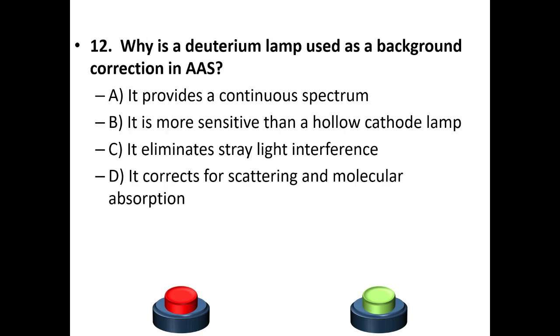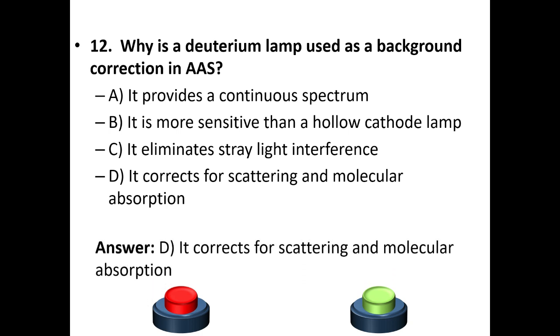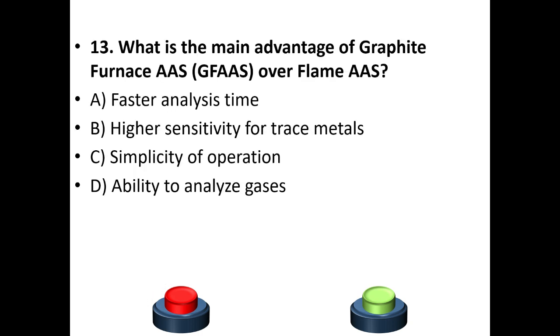12th question. Why is a deuterium lamp used as a background correction in AAS? A. It provides a continuous spectrum. Option B. It is more sensitive than a hollow cathode lamp. C. It eliminates stray light interference. D. It corrects for scattering and molecular absorption. Which is the answer? Here the answer is option D. It corrects for scattering and molecular absorption.